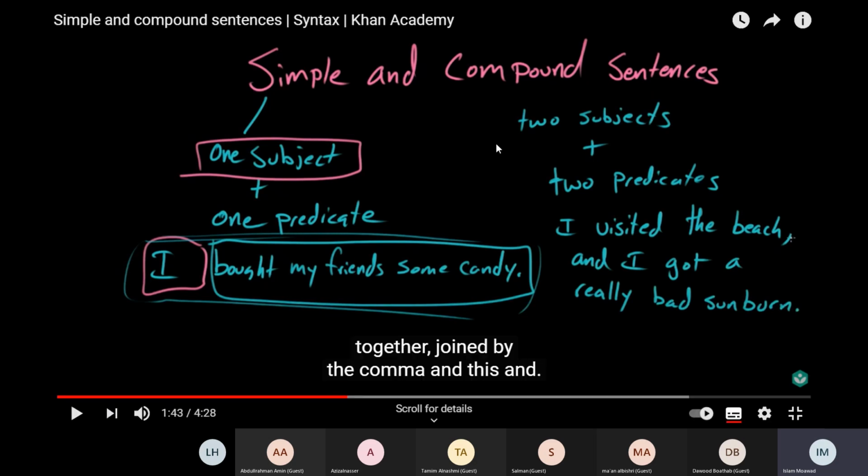Okay, so on the other side, the compound sentence is a mixture of two simple sentences, but connected by coordinating conjunctions. So I visited the beach. This is the first sentence. So we have one subject here, which is I, and one predicate, which is visited. And here, this sentence is linked to the next one by the conjunction and, with a comma before. And here we have another subject, number 2, and the second predicate, which is got. So we have two clauses connected by a conjunction. We call this a compound sentence. And a compound sentence has two or more subjects or predicates.